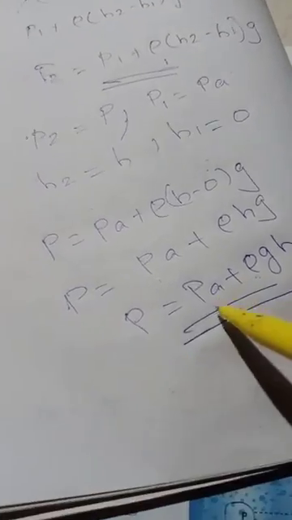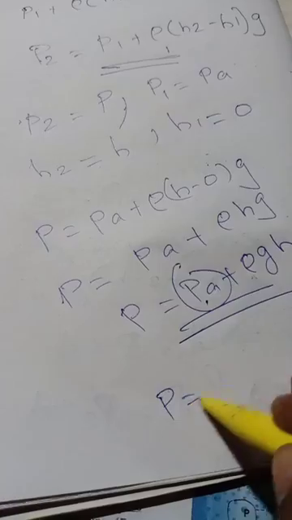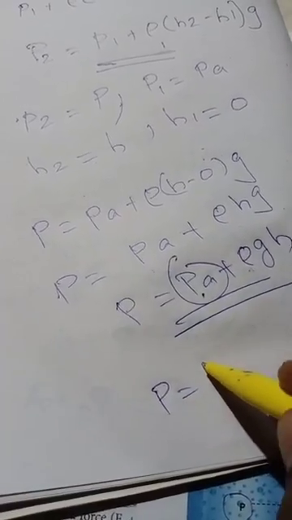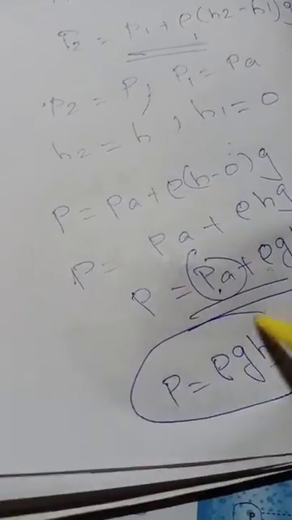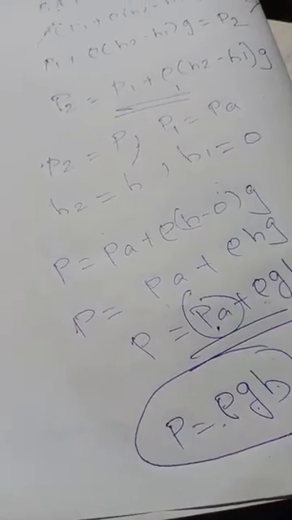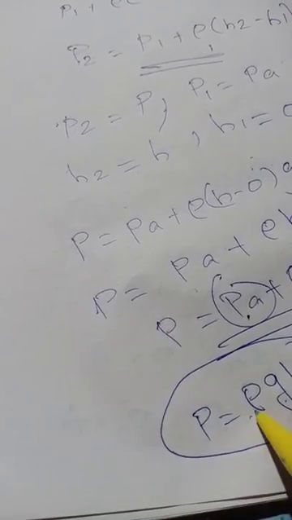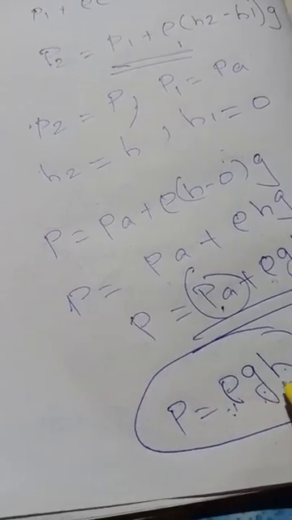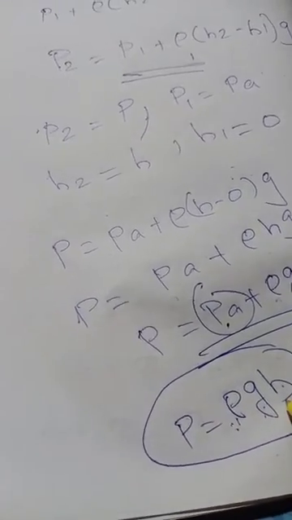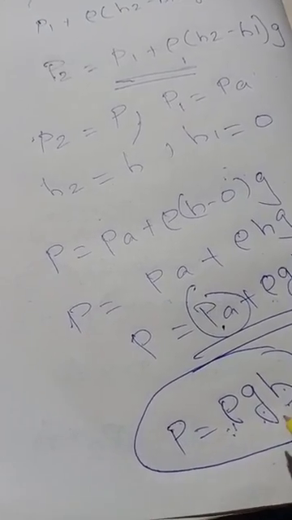Now you can neglect this Pa, atmospheric pressure, and we will get the pressure at fluid. P is equal to rho g h: density, gravity, height. So this is what we have proved. Pressure is depending upon the density, gravity, and what? Only the depth. So this is our parameter.